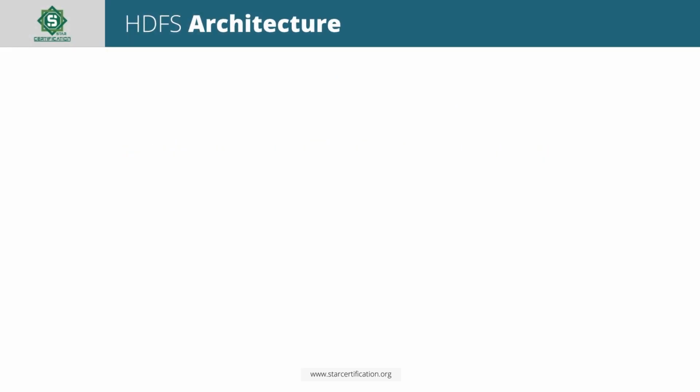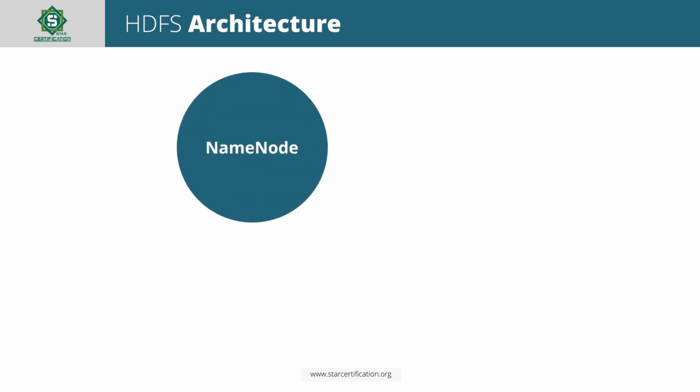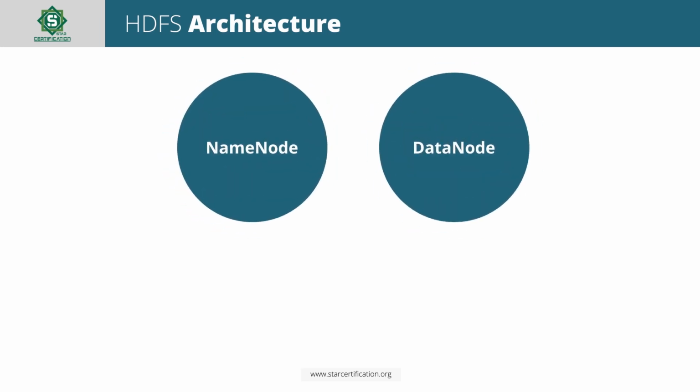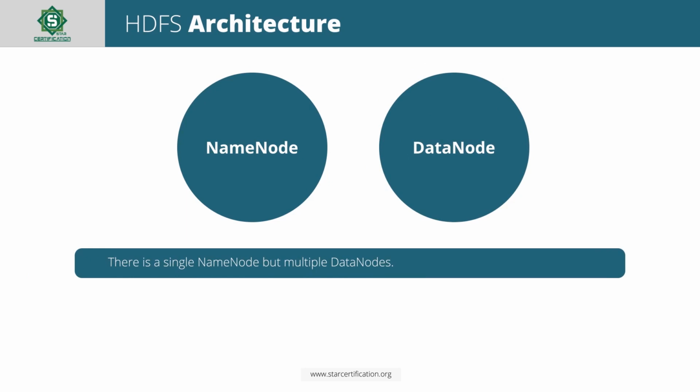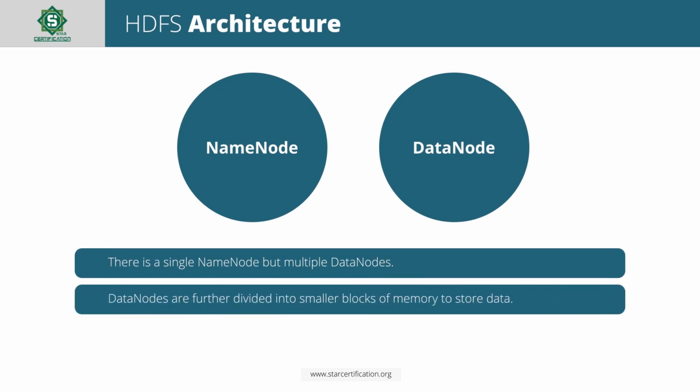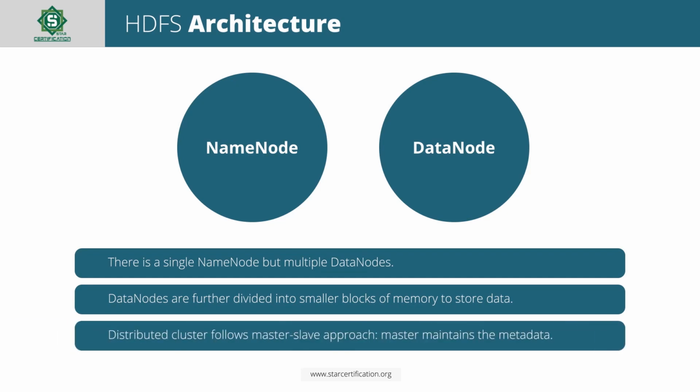HDFS architecture. There are two key components in HDFS: name node and data node. There is a single name node but multiple data nodes. Data nodes are further divided into smaller blocks of memory to store data. Distributed cluster follows the master-slave approach. Master maintains the metadata.